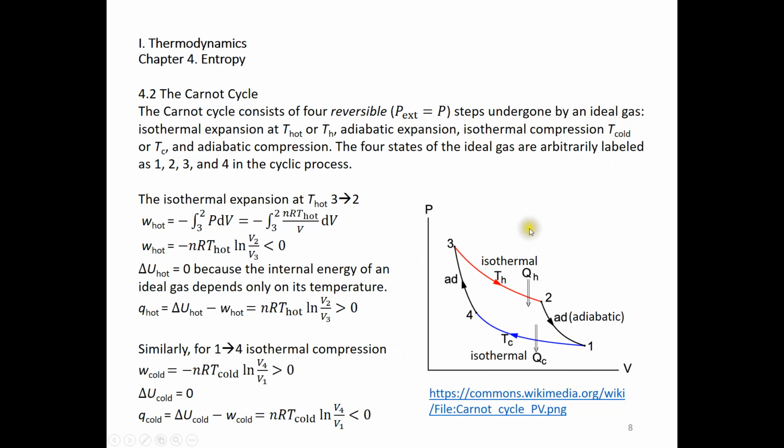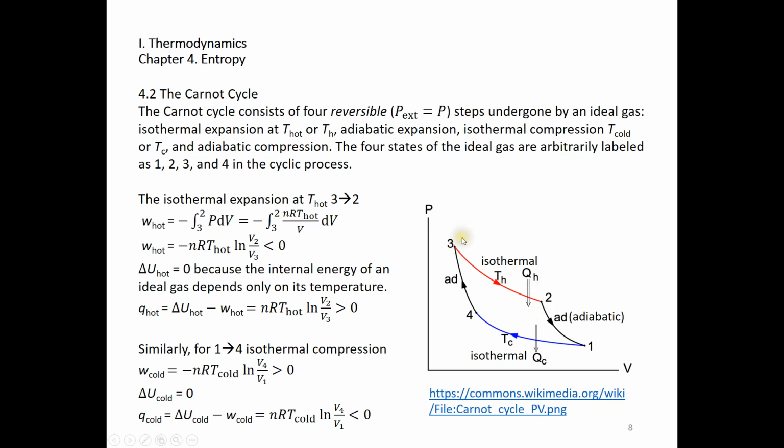So here we have the diagram for a Carnot cycle. It involves 4 steps: the red one, black one, blue one, and black one. 4 states are involved in this cycle. They are arbitrarily labeled 1, 2, 3, 4. But we're gonna study these 4 steps from state 3.